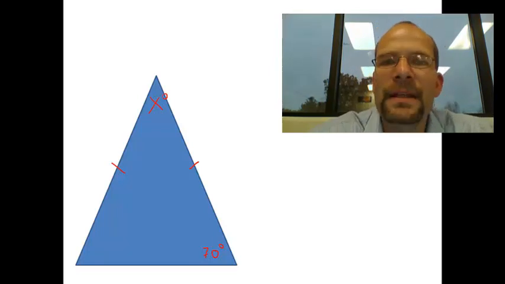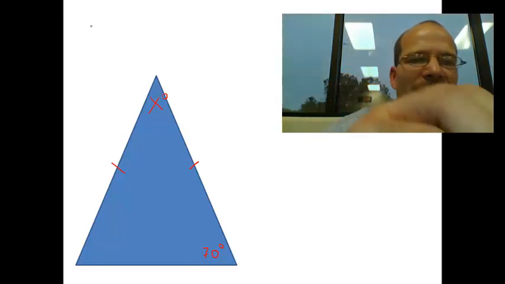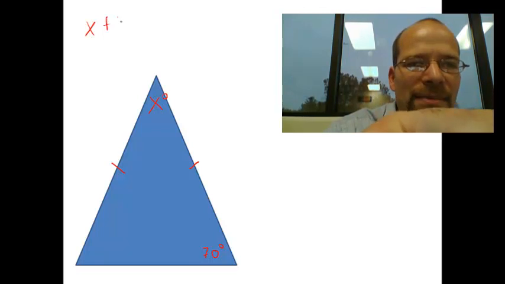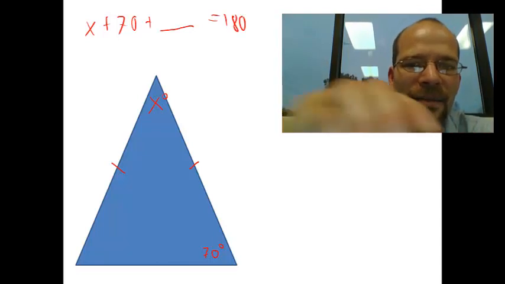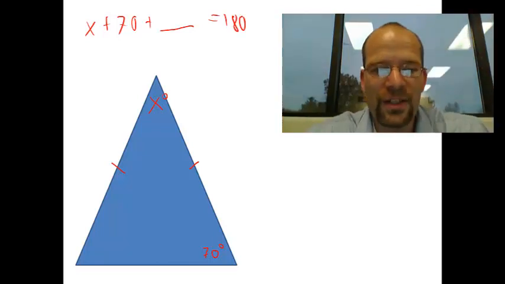The problem here is I only have 2 of the angles. So if I were to begin to write the equation x plus 70 plus the third angle, which is unknown, equals 180, I am then faced with this dilemma where I have to know that third angle.